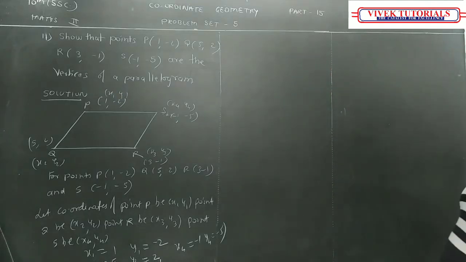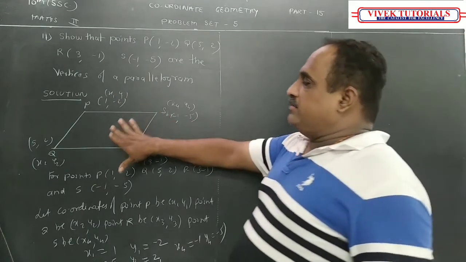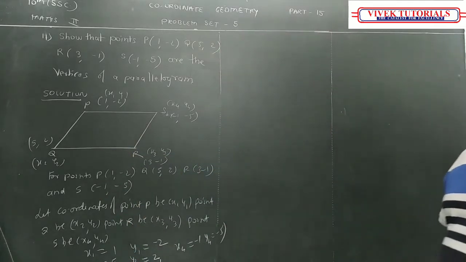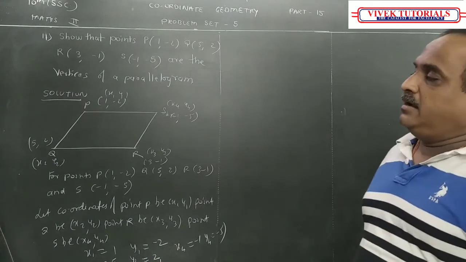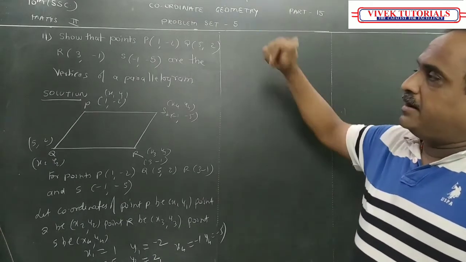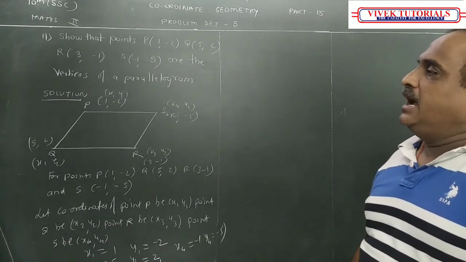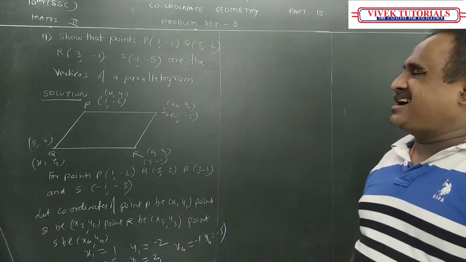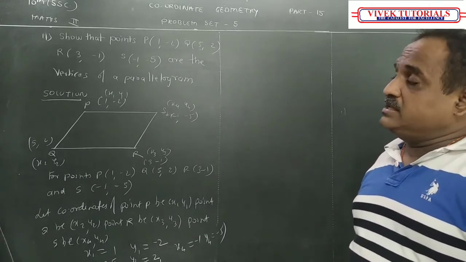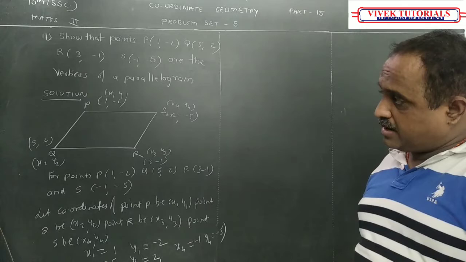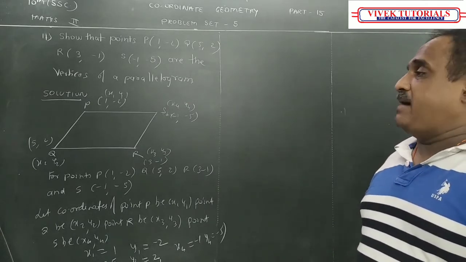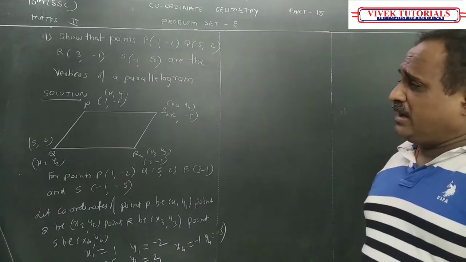So we have to prove that it is a parallelogram. This quadrilateral PQRS is a parallelogram. Parallelogram की दो खासियत है. If you want to prove that it is a parallelogram and they have given the coordinates of vertices, there are two ways. If a pair of opposite sides are parallel, then it is a parallelogram. Or if a pair of opposite sides are congruent, then it is a parallelogram. So anyway we can do it.